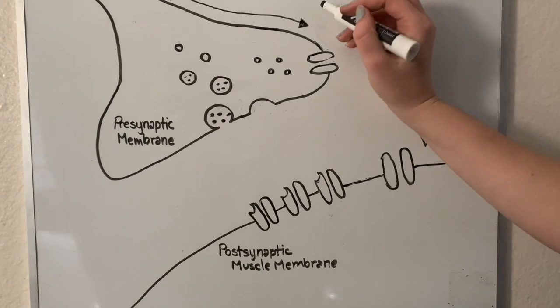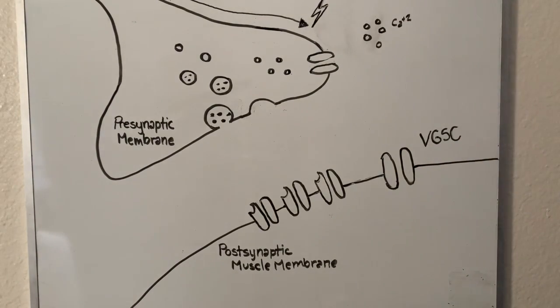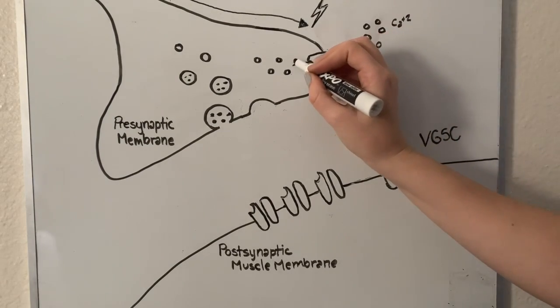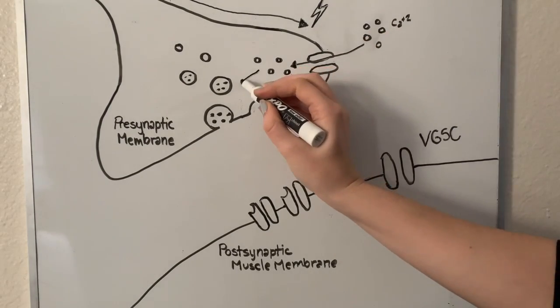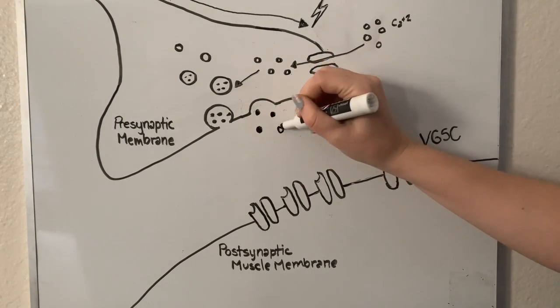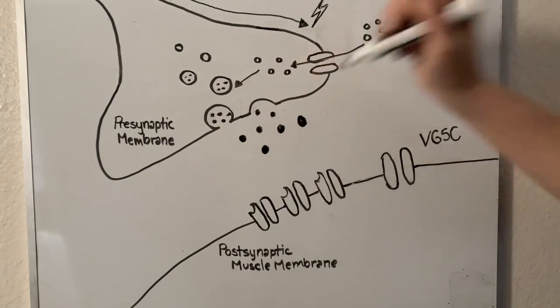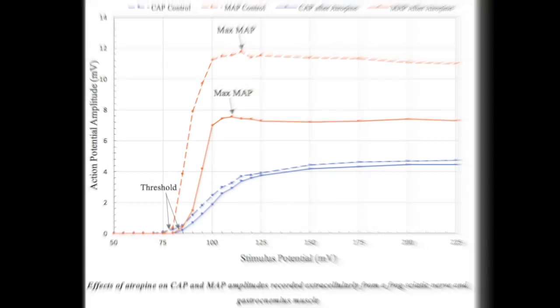In clinical settings, atropine is used as a muscarinic cholinergic receptor blocker and can be used to treat bradycardia by blocking the effects of the parasympathetic nervous system. Since there are no muscarinic receptors located in the neuromuscular junction, we expect that atropine would have no effect on threshold, maximum MAP amplitude, or synaptic delay.